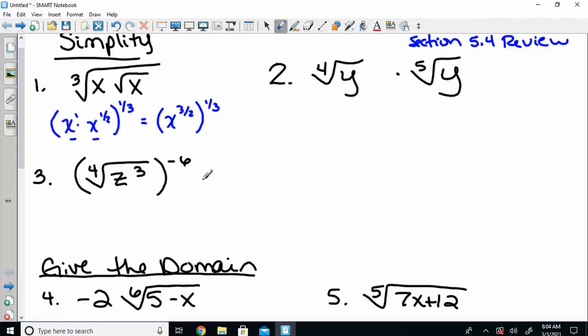And this whole thing is to the 1/3. Then what do you do when you have a power to a power? Multiply. So 3/2 times 1/3 is 1/2.